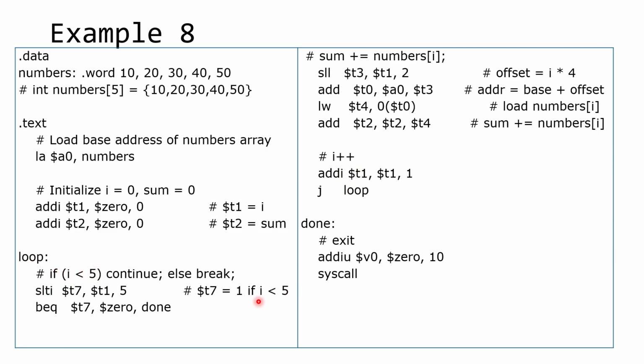So is 5 less than 5? It will become 0, so $t7 will become 0. Now beq $t7, 0: it is equal to 0, so we will branch to done. When we branch to done, then we can exit. So this is how the array can be done.